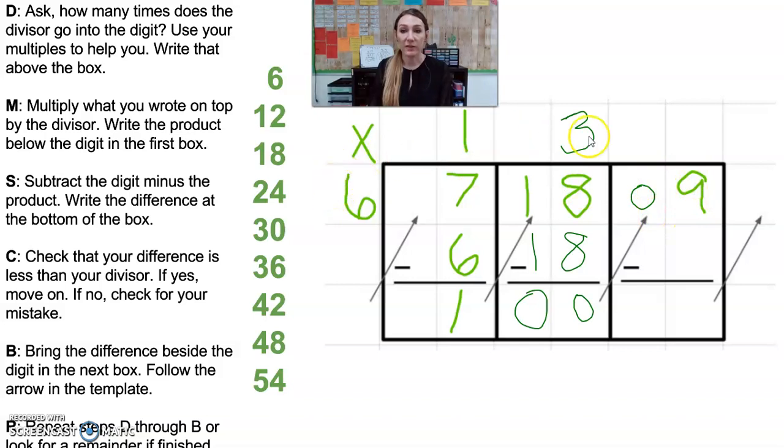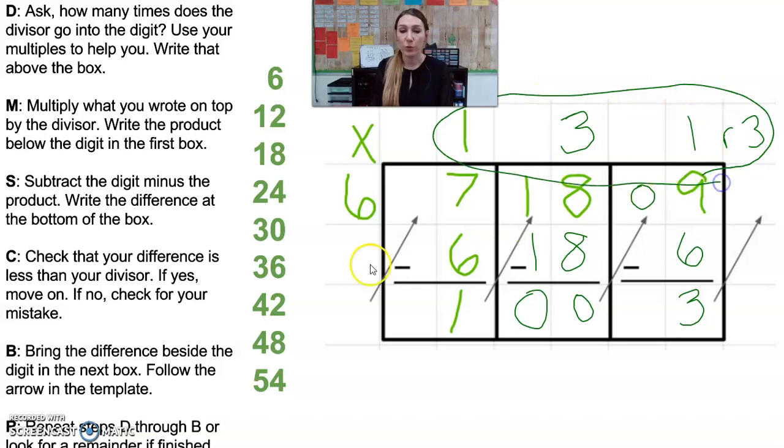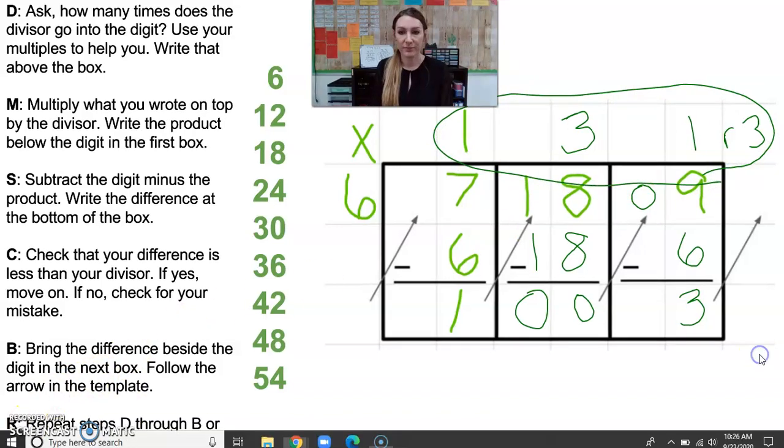I'm going to divide 6 into 9. 6 divides into 9 one time. So 6 times 1 is 6. After I multiply, I'm going to subtract. 9 minus 6 is 3. So it looks like I have a remainder of 3. My quotient is 131 with a remainder of 3.